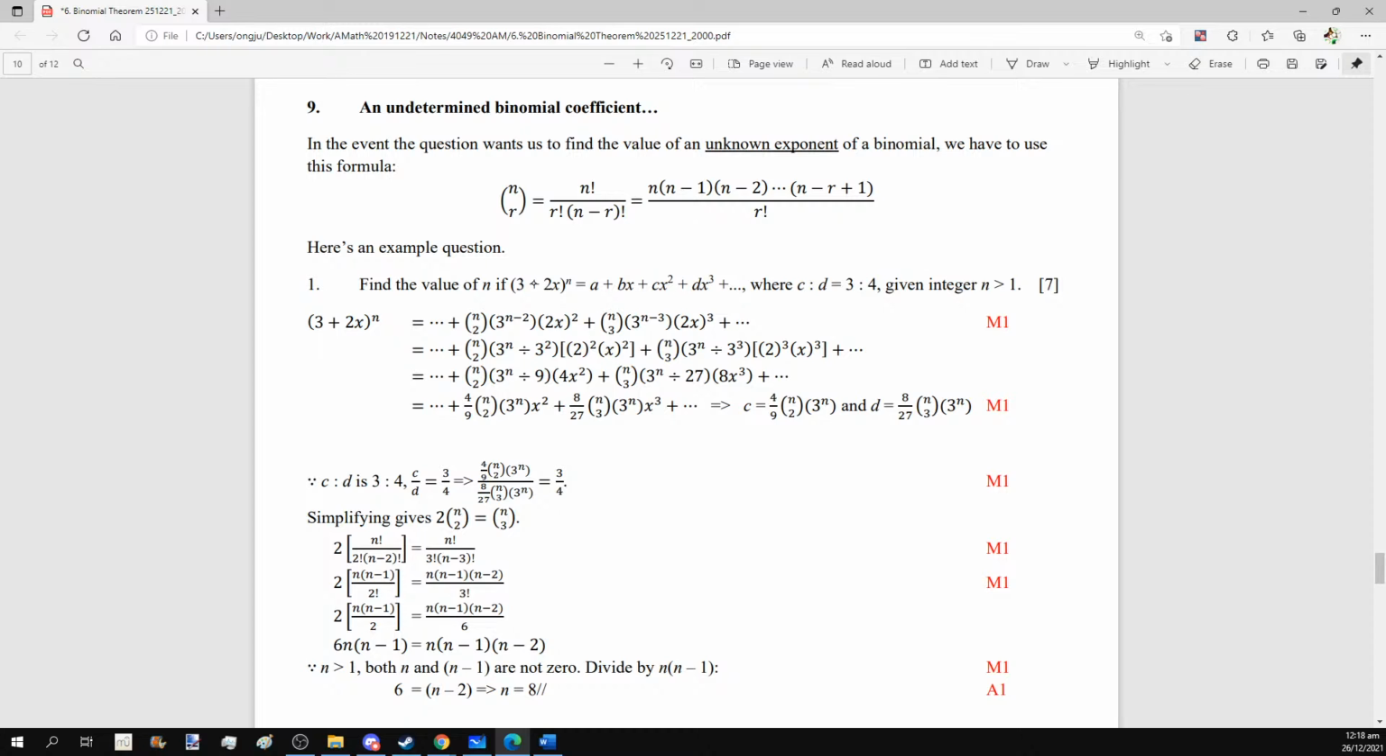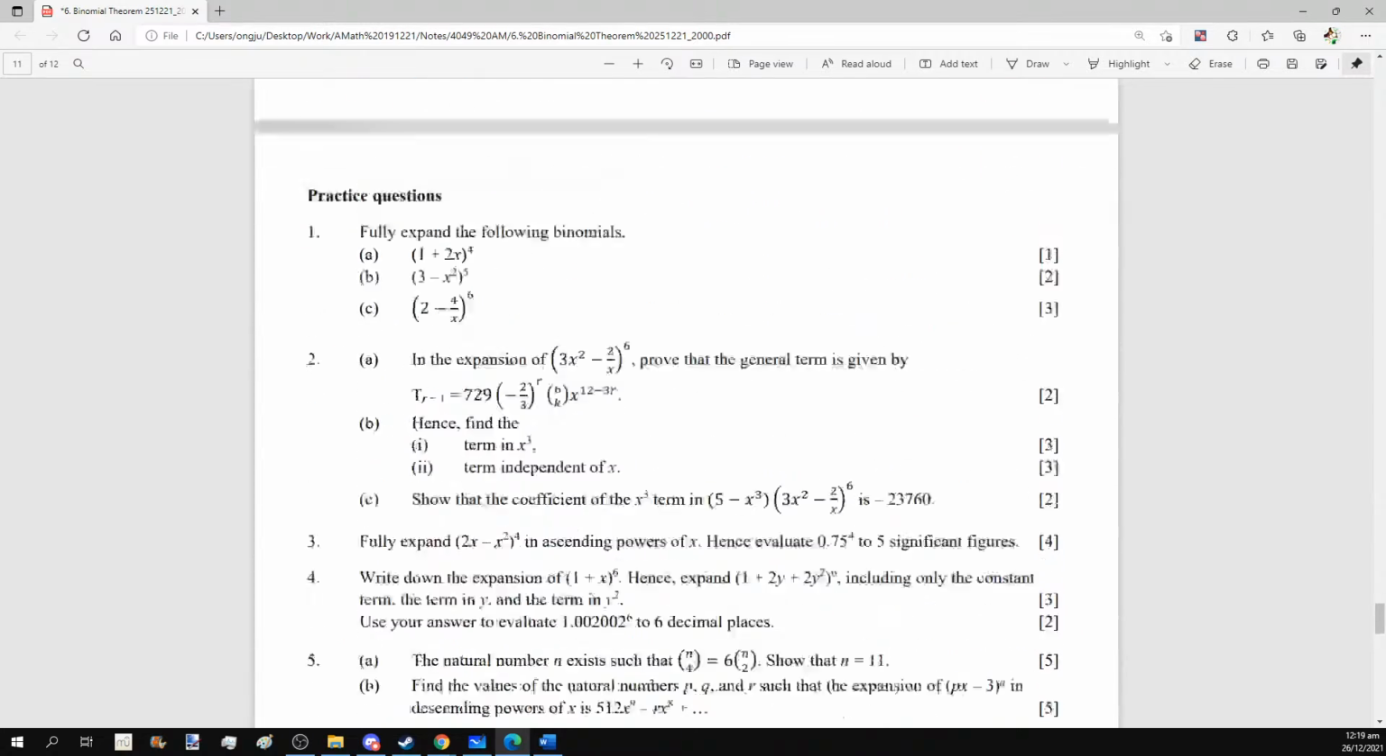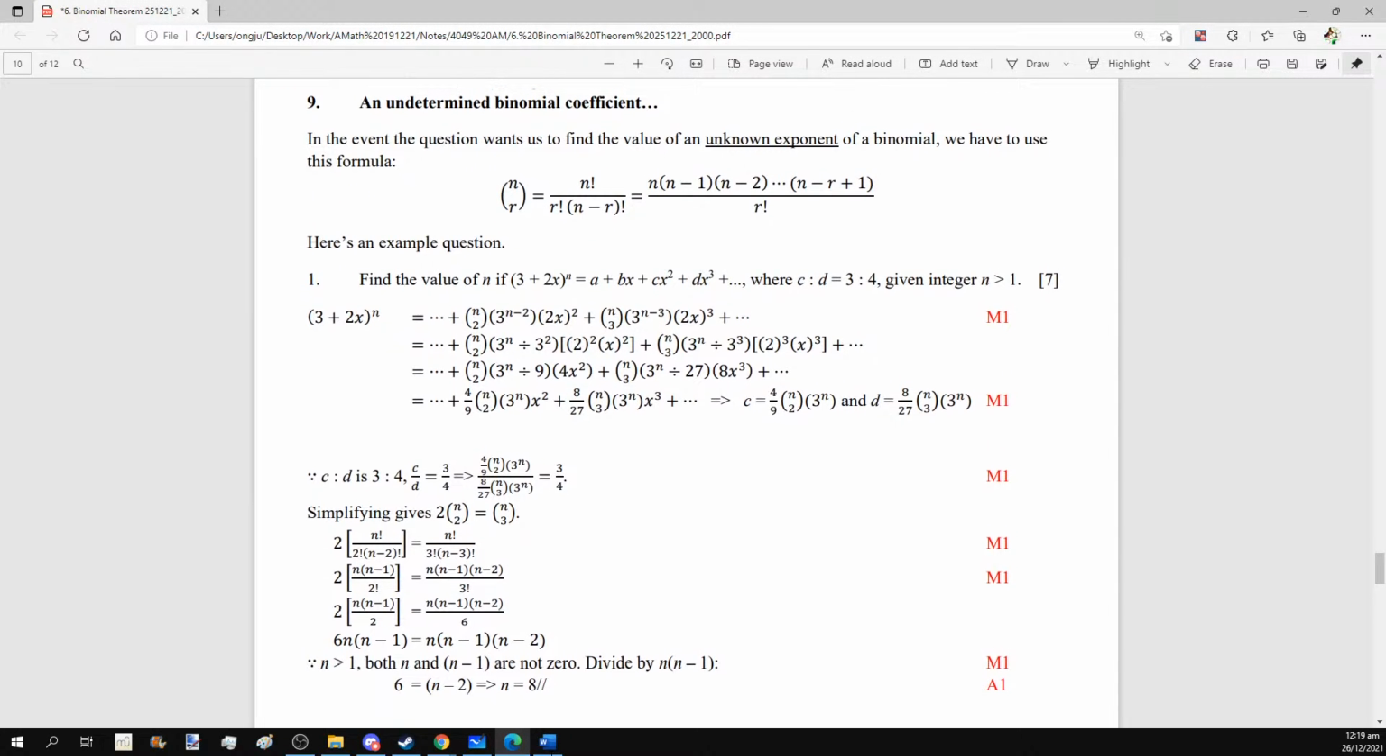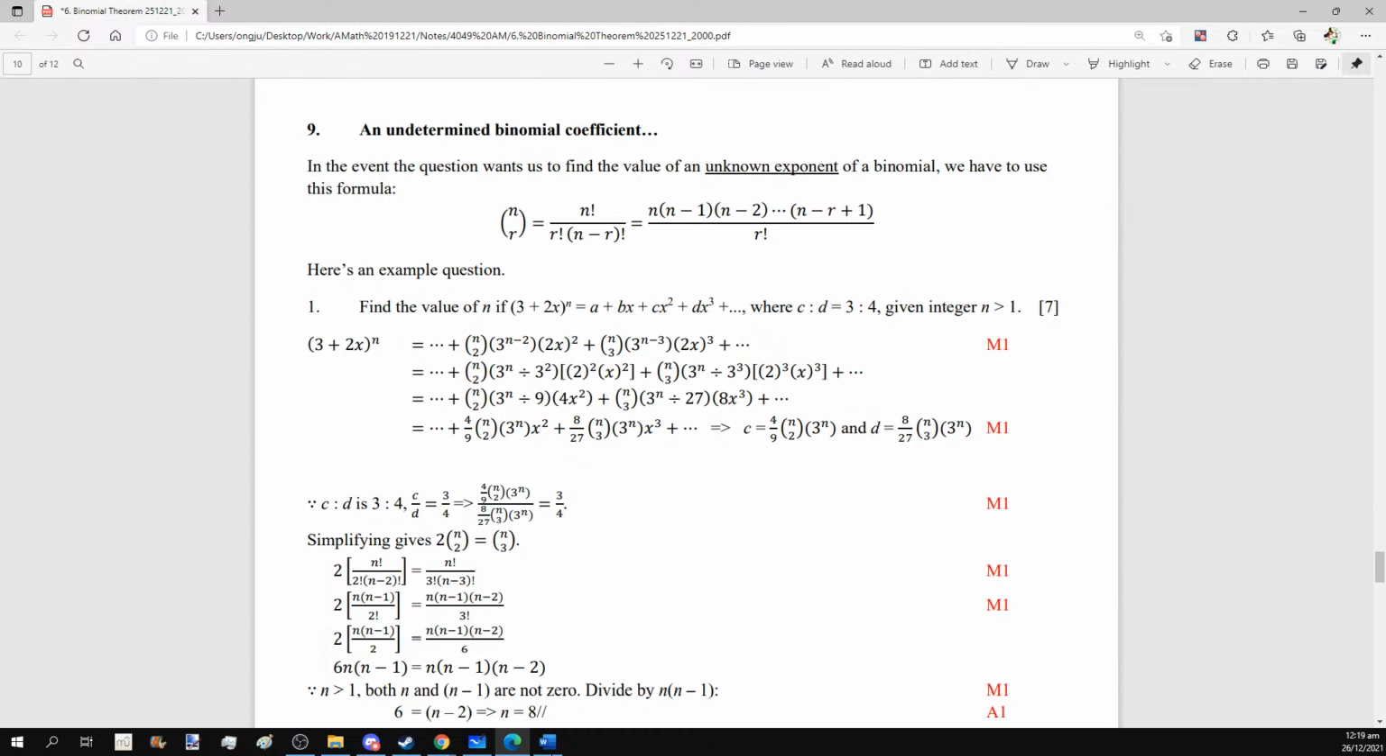Once we have taken a look at this problem, I will go through some practice problems below, and we will take a look at further examples of how to calculate the unknown power in a binomial question. Alright, so water break time.